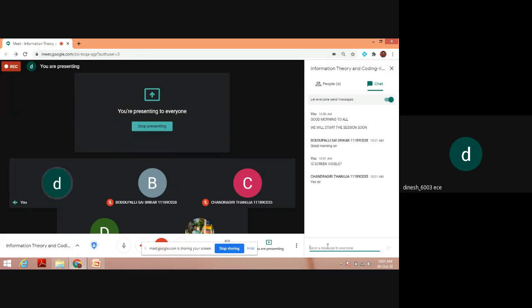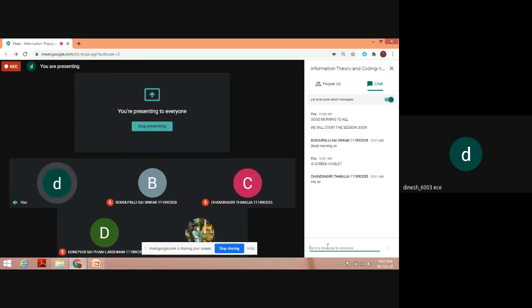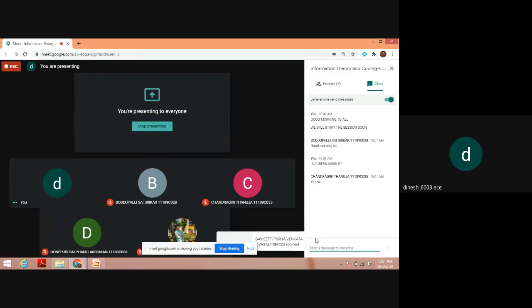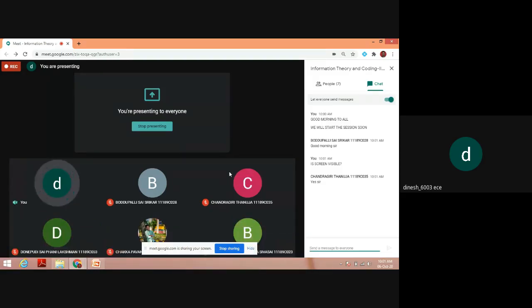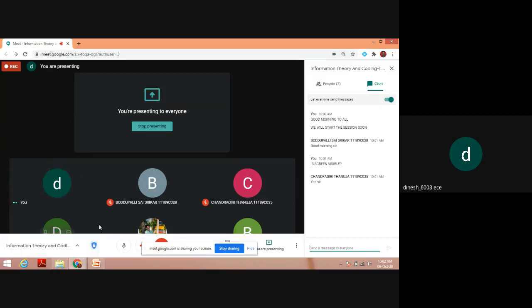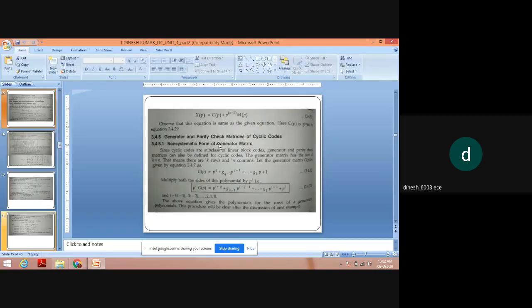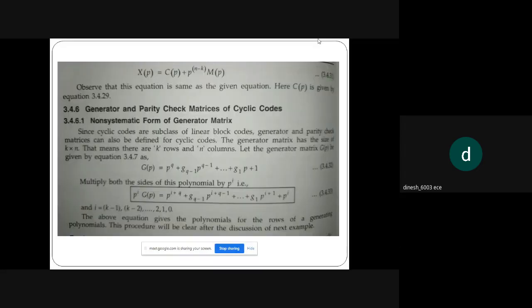We'll start today's class on the cyclic codes. So from where we had left in the last class, we are going to start from there. In the last class we had seen a definition of cyclic codes. We had seen a problem on how to solve the cyclic codes. So the continuation of that we are going to see here.